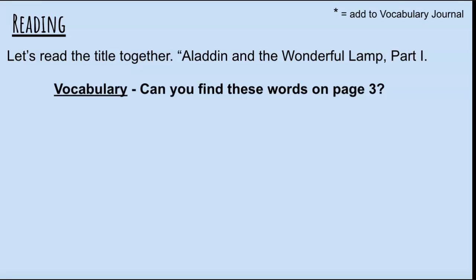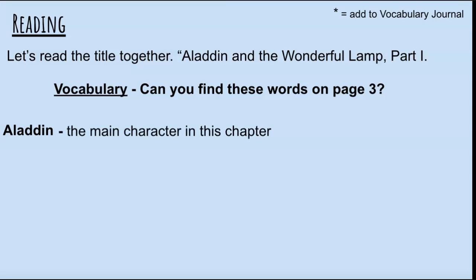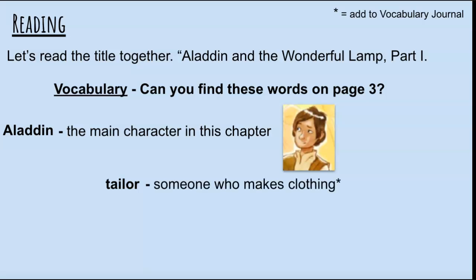Let's see if you can find these words on page 3. Aladdin. Can you find the word Aladdin? It's there several times in the title. It's also in the very first paragraph. This is the main character in this chapter. His name is Aladdin. The next word is tailor. Notice our vowel team AI there making the A sound. This is someone who makes clothing.